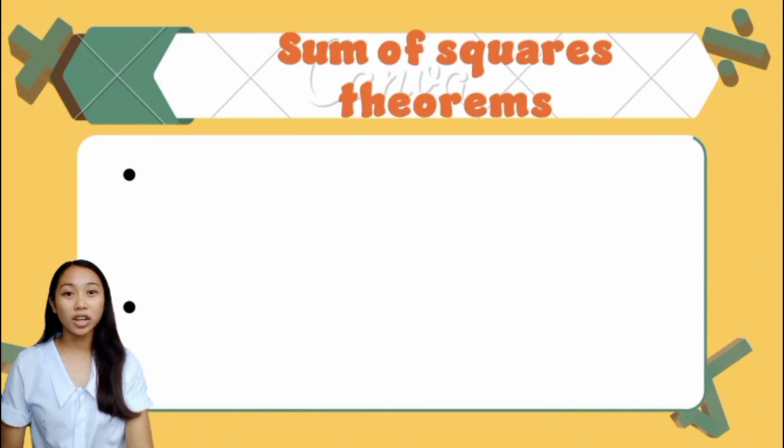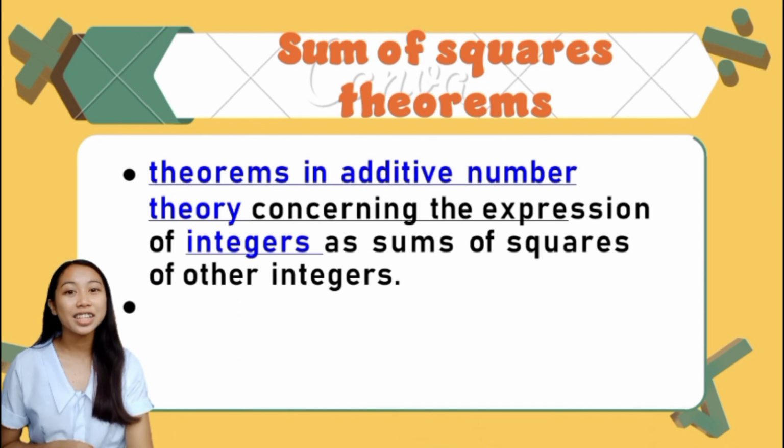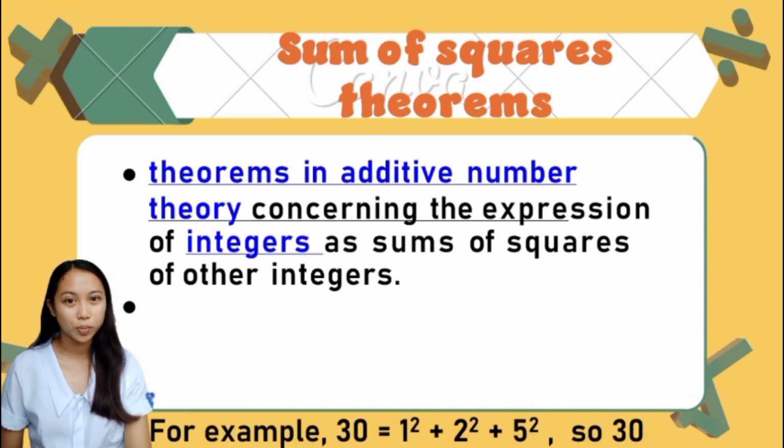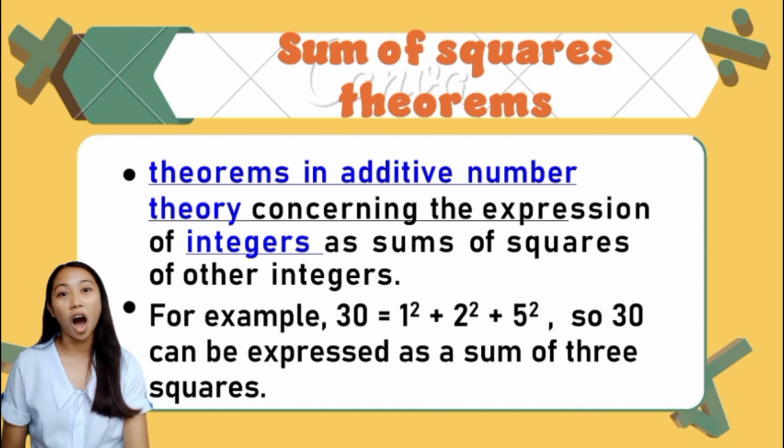Sum of squares theorems are theorems in additive number theory concerning the expression of integers as sums of squares of other integers. For example, 30 is equal to 1 squared plus 2 squared plus 5 squared. So 30 can be expressed as a sum of 3 squares.